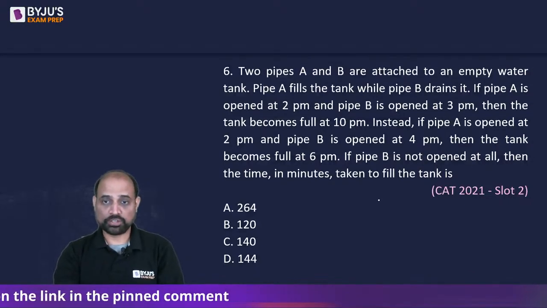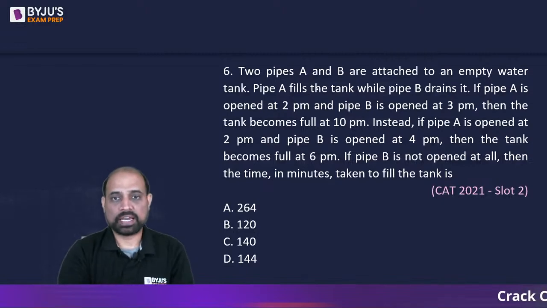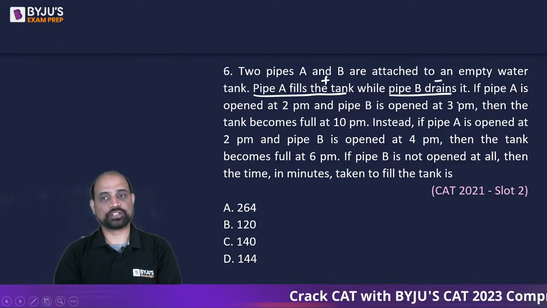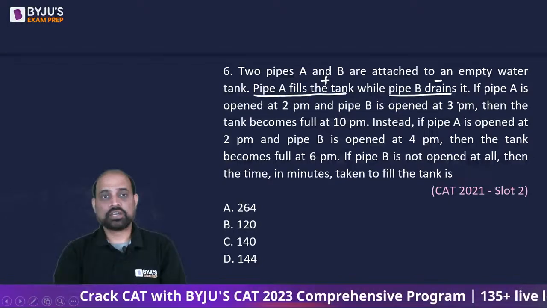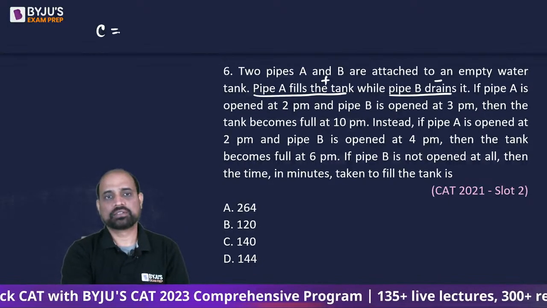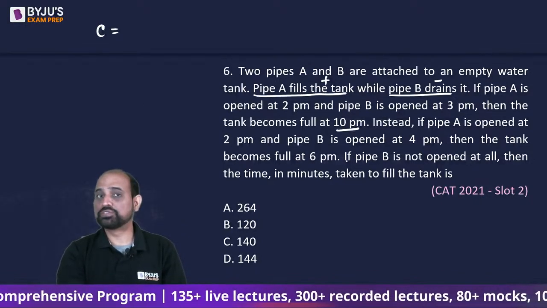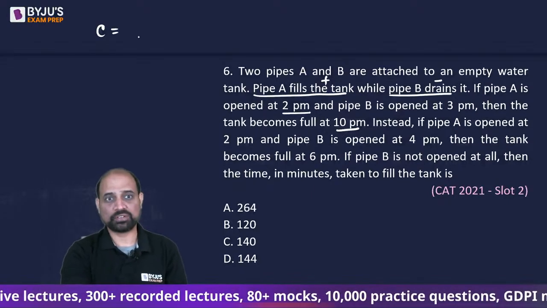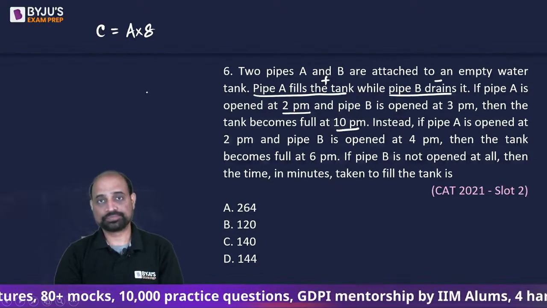So again, 2 years ago, this question came in. So the pipe that is filling it, right? Pipe A. So I'll be taking positive for it, and pipe B, I'll be taking negative for it. Okay. Now, what is the capacity of the tank? We don't know that. So capacity of the tank, suppose C. Then pipe A is opened at 2 p.m., but the tank becomes full at 10 p.m. So can we say, looking at this statement, that pipe A was working for 8 hours? So pipe A must have filled this much of water.